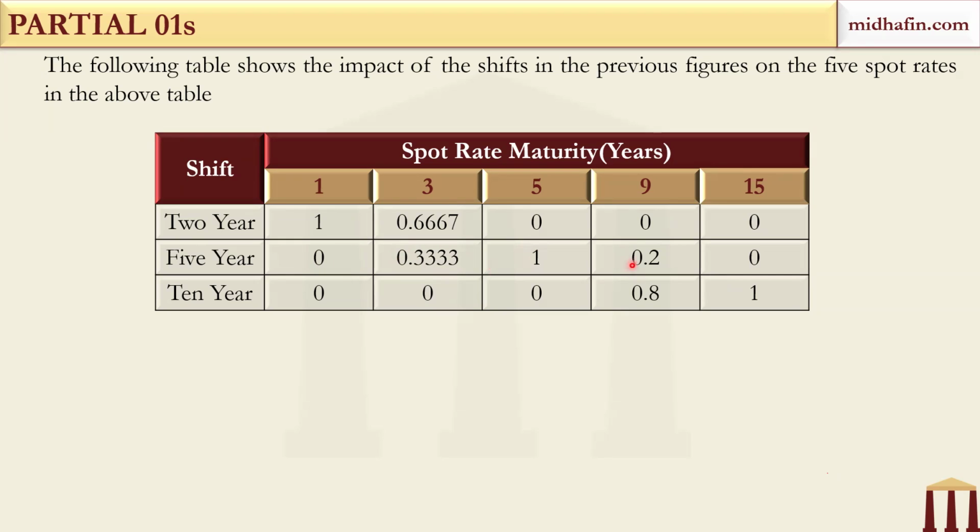Then I found the 9-year. For 15 years, it will have zero impact, because from 10 years onwards, who takes over? The third key rate takes over. So zero impact. But there are certain intermediate periods for which both key rates will have impact. For the 2-year and 5-year key rates, 3-year is the intermediate period. On the 3-year rate, both the 2-year key rate and the 5-year key rate have an impact, and that impact has been calculated. Next, I do the same for the 3-year key rate, and these are the calculations.